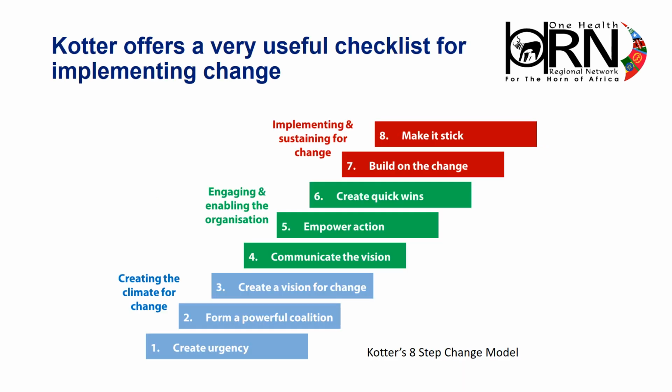A useful model to follow when implementing change is Kotter's 8-step change model. This involves all the activities that are considered essential at the various stages, such as engaging and enabling and finally implementing and sustaining change.